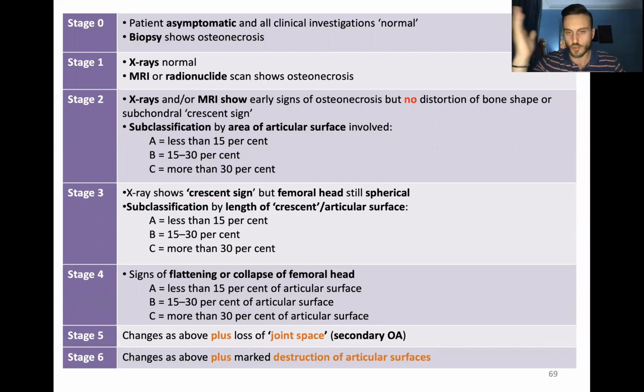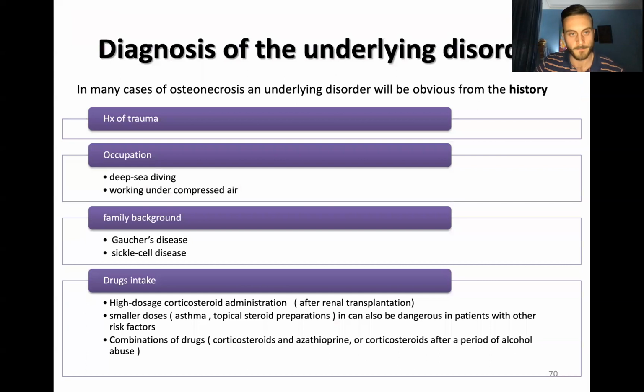Until now, there is no crescent sign, but in stage 3, as you can see in here, there is a crescent sign now in the femoral head, but still spherical. The articular surface is still maintained. Stage 4, flattening or collapse of the femoral head. So if you are waiting for the joint line to be collapsed, you are in stage 4. Be careful. Stage 5, changes as above, plus joint space is decreased. Stage 6, destruction.